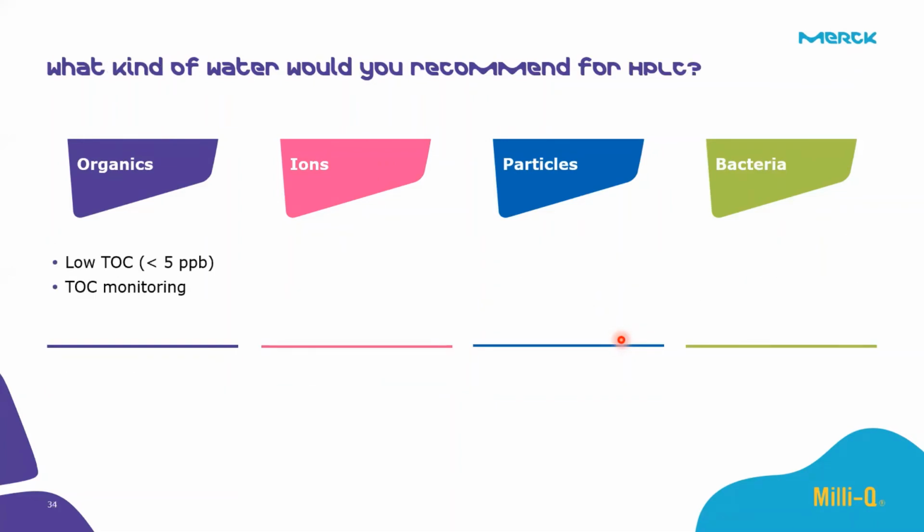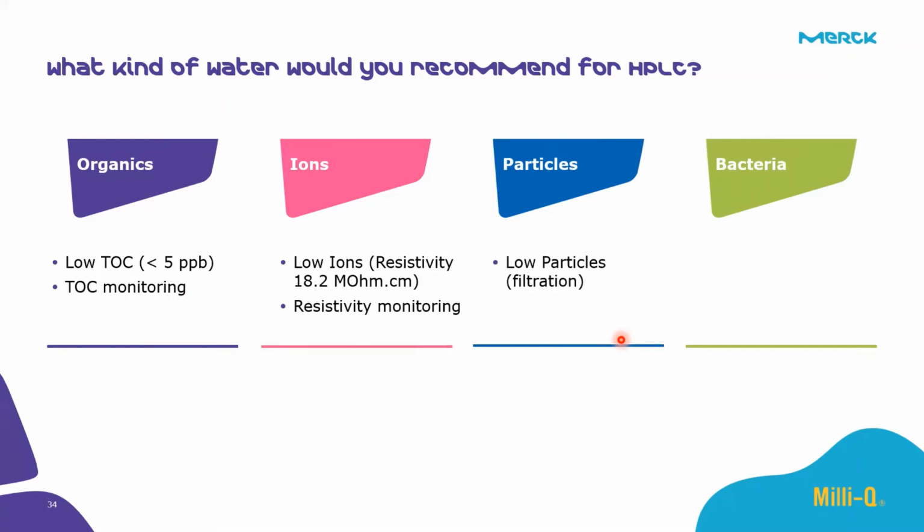So what we recommend for HPLC water is low TOC, preferably lower than 5 ppb, and the system should have a TOC monitoring device. For ions, the resistivity should be 18.2 mega ohm centimeter, and of course the system should have a resistivity monitoring device. For particles and bacteria, the system should have a filtration membrane, at least a 0.22 micron filter.